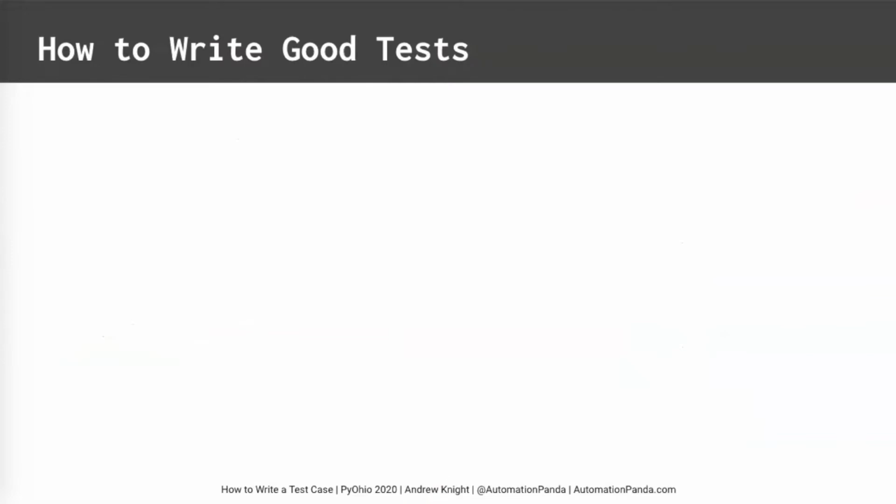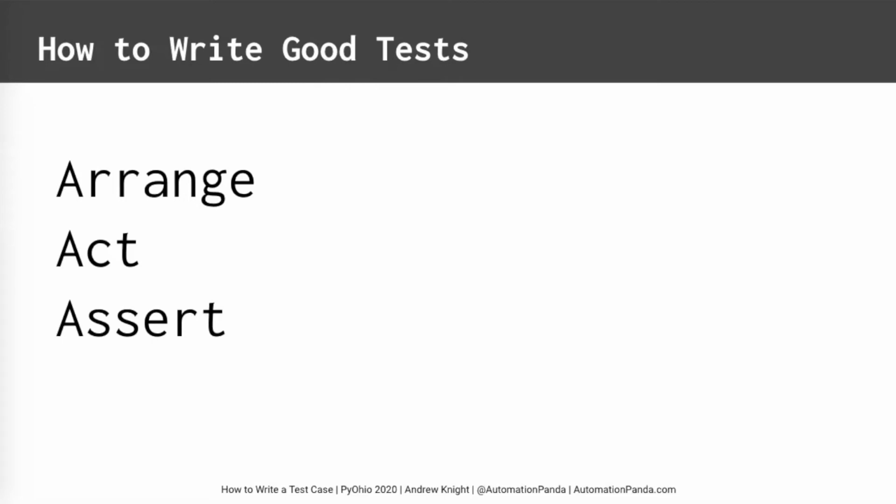So, if we intend to spend time writing tests, how can we write good tests? There's a simple but powerful pattern I like to follow. Arrange, act, assert. Arrange, act, assert is a great way to structure your tests. It prescribes an order of operations.